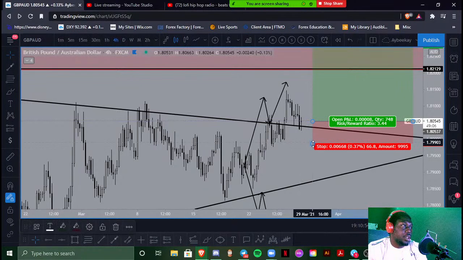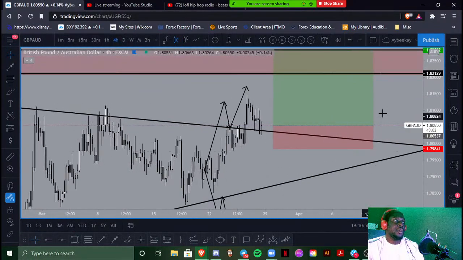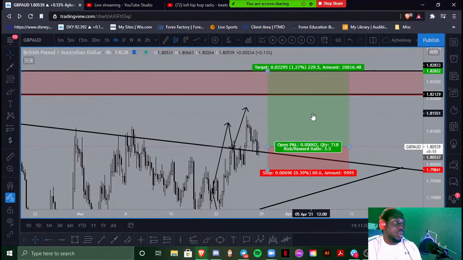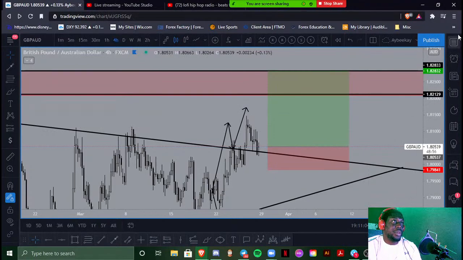Actually, I'll lower it slightly. 70 pips. Risk 70 pips on it. Why not? Alright, so that's GBP. I like that. It's a 1 to 3.3 risk reward. That's a good risk reward ratio, actually.